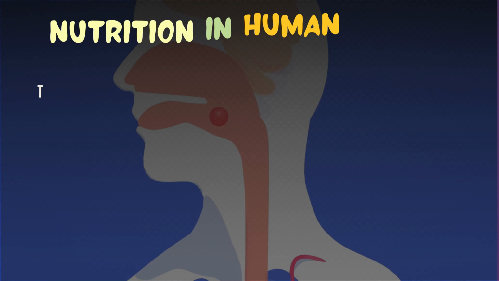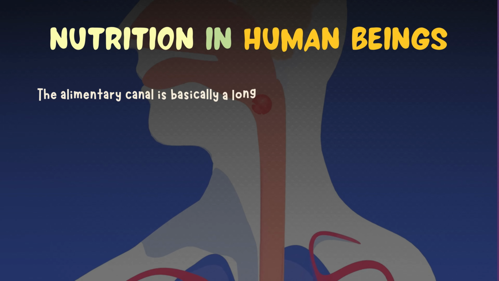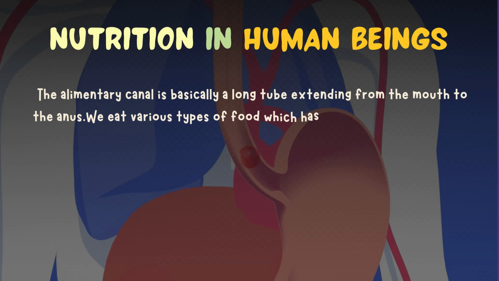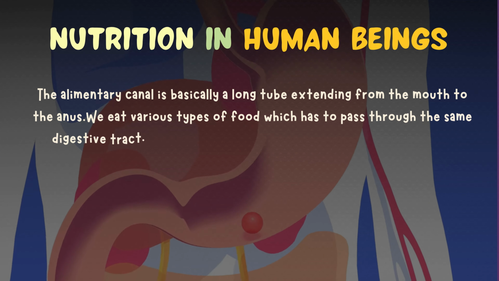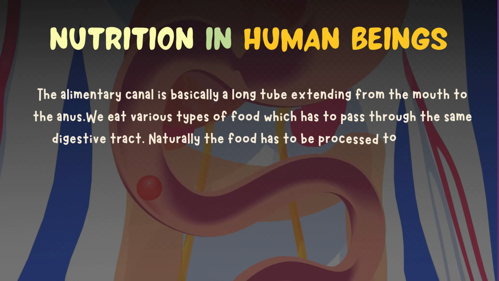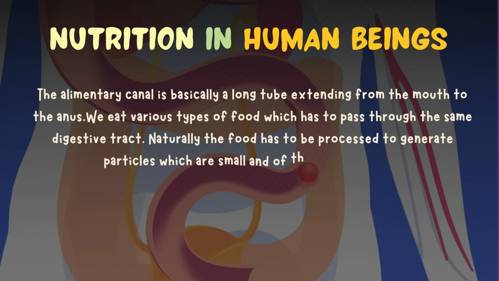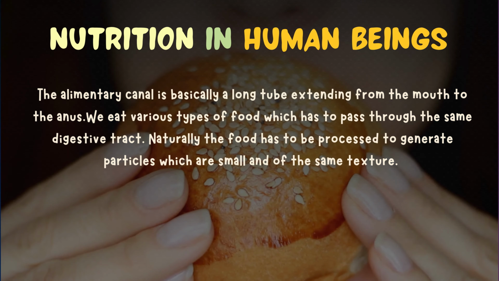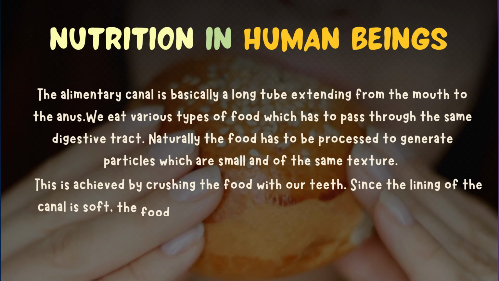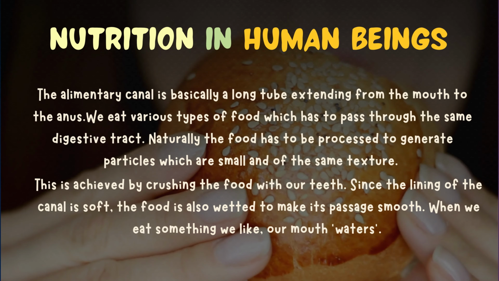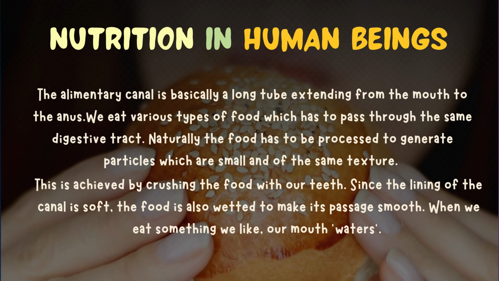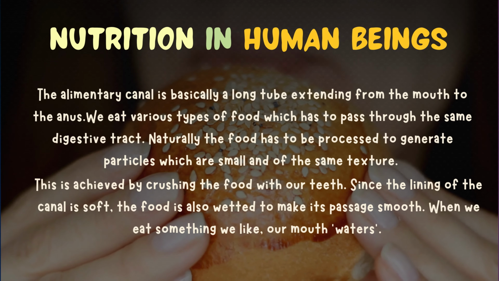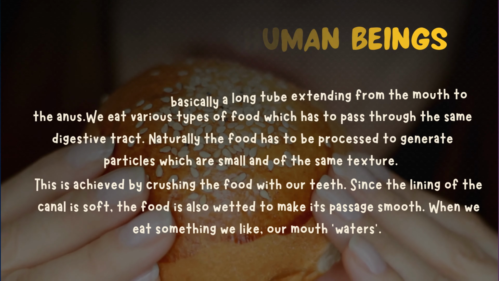Nutrition in human beings. The alimentary canal is basically a long tube extending from the mouth to the anus. We eat various types of food which has to pass through the same digestive tract. Naturally, the food has to be processed to generate particles which are small and of the same texture. This is achieved by crushing the food with our teeth. Since the lining of the canal is soft, the food is also wetted to make its passage smooth. When we eat something we like, our mouth waters.